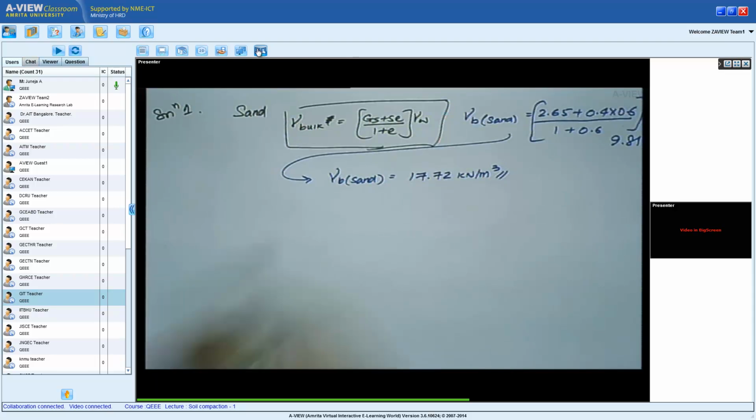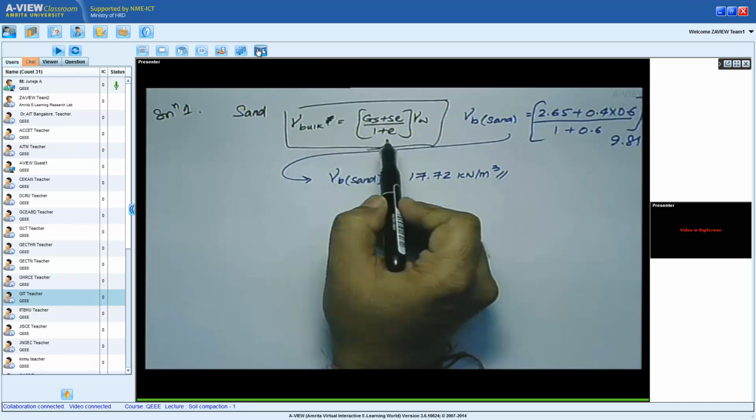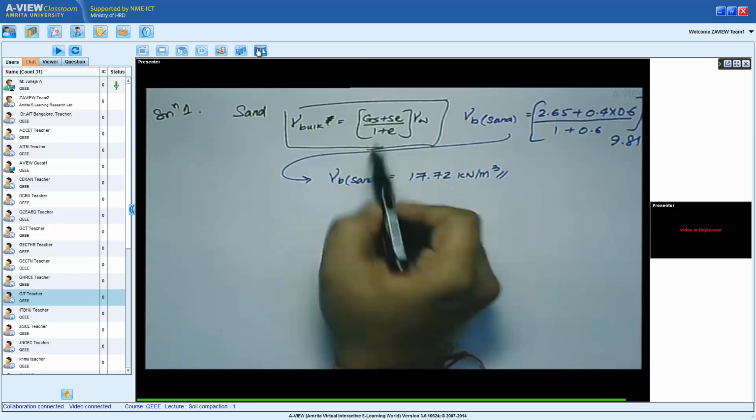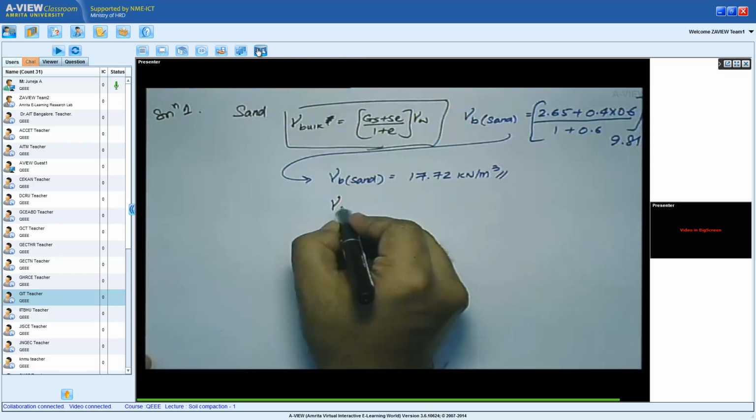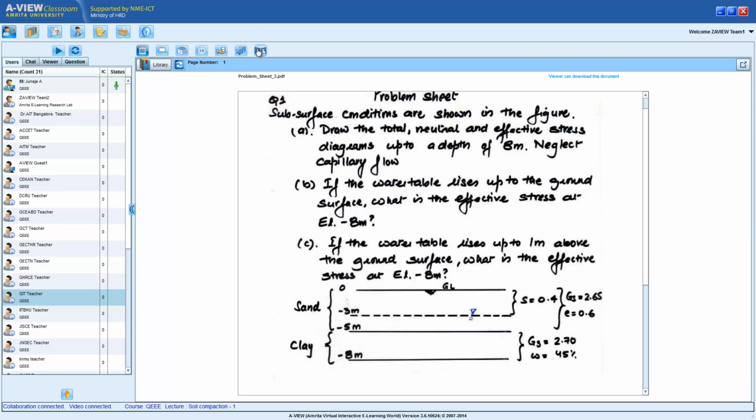Okay. Now if I follow the same analogy, I should get gamma saturated for sand below the water table. The only thing is, now the degree of saturation should be 1, S is 1. So gamma saturated for sand, I get (2.65 GS plus S e, S is 1) plus 0.6 divided by 1 plus 0.6, whole thing times 9.81. This should give you an answer which is 19.93 kilonewton per meter cube.